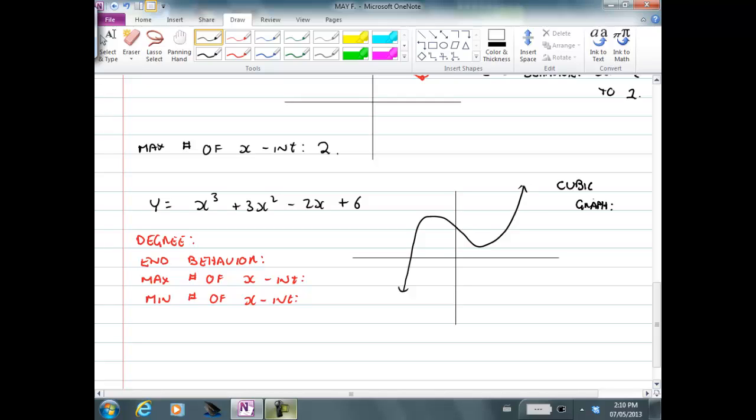Dominique, what's your degree going to be? 3 is correct. Hartaj, end behavior. 3 to 1 is also correct. Danish, max number of x-intercepts. You can have a maximum number of 3 intercepts, which is correct. Tanvir, what about your minimum number of x-intercepts? 1 is correct.